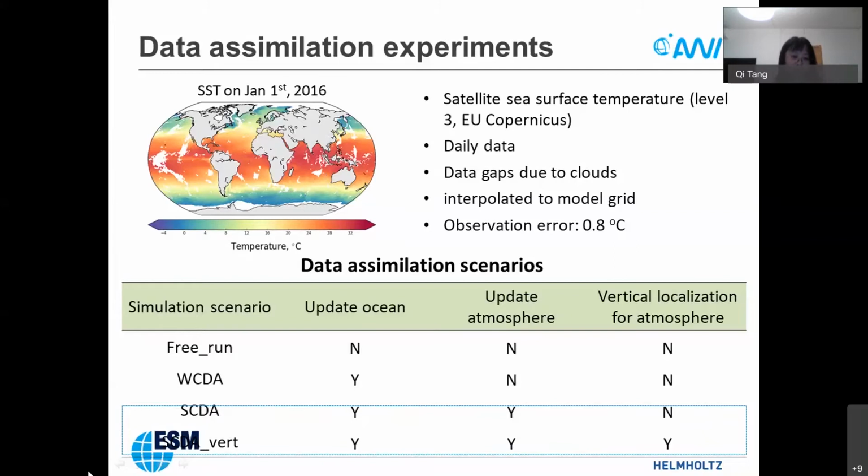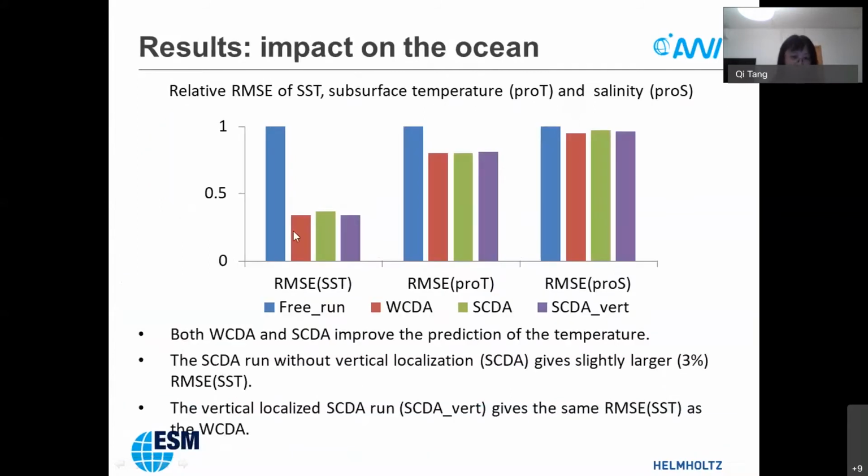We carried out two strongly coupled data assimilation runs, one with and one without vertical localization, and one weakly coupled data assimilation run and one free run were also performed for comparison. Results are first evaluated for the ocean component. The RMSE of SST was calculated by comparing the model simulation with the SST observations used for the data assimilation, and the RMSE for the subsurface temperature and salinity was calculated by comparing the model simulation with independent in-situ profile data.